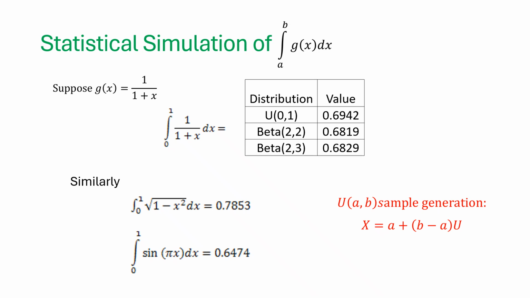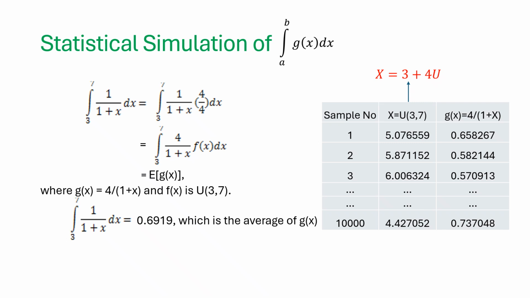In the same way, you can calculate, for example, the integral from 0 to 1 of the root of 1 minus x squared dx as 0.7853, and the integral from 0 to 1 of sine of pi x, using similar statistical ways. I request the audience to try this and see whether you get the same answer. There can be some approximation in the third or fourth digit. It often happens, because you can always improve the accuracy by increasing the sample size.